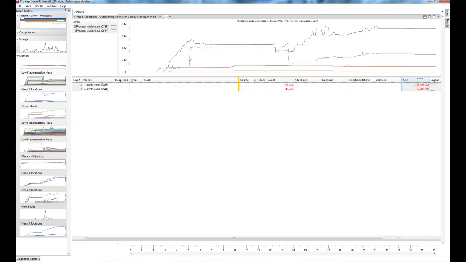Here this heap has a huge increase in the amount of outstanding allocations. Again, this is by size. So we've increased dramatically here in size. We have other heaps that are showing not quite as dramatic an increase, but an increase. So this is an interesting area of the trace to drill into.